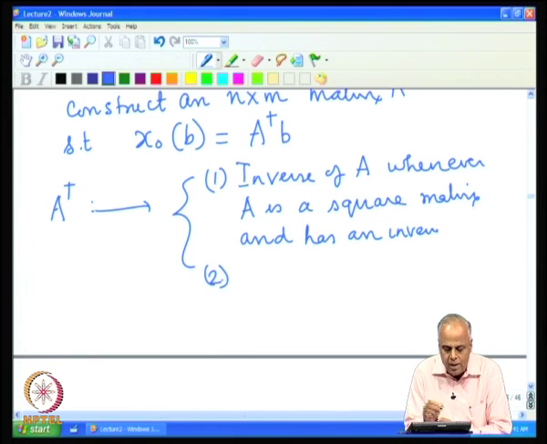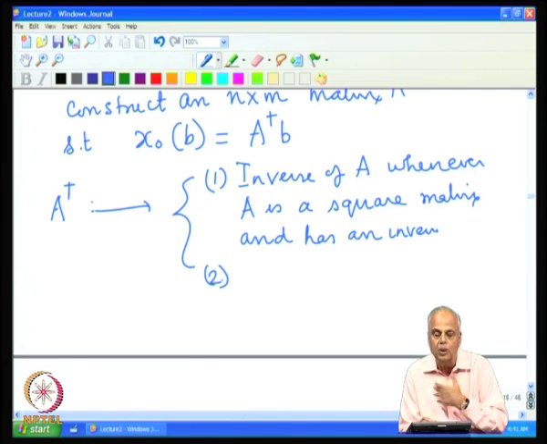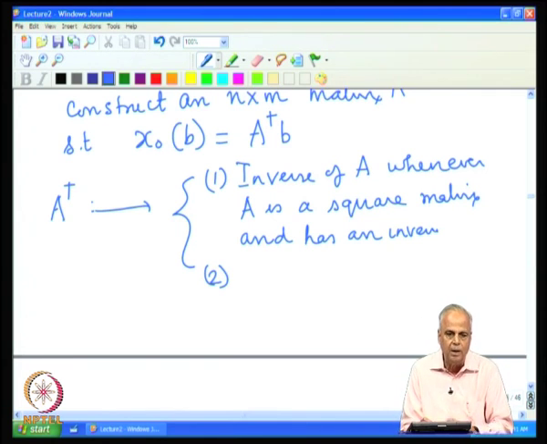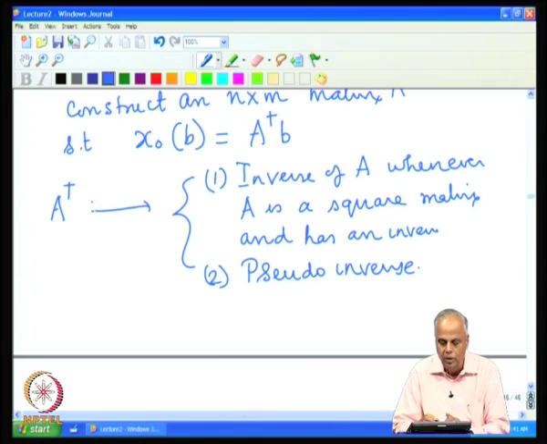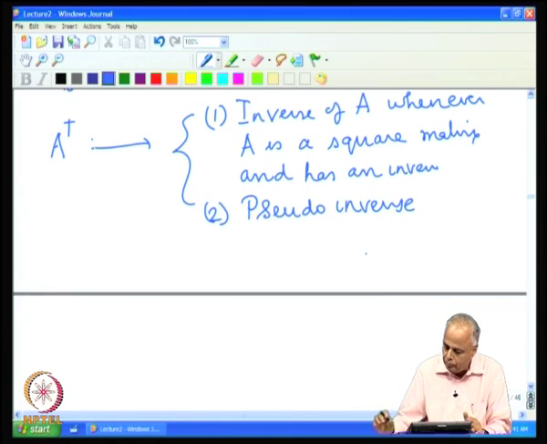And in the general case, whether it is an inverse, whether it is square, whether it is rectangle, etc., it is called the pseudo inverse. Of course, the pseudo inverse will be the same as the inverse whenever it makes sense. So, this leads us to the notion of the pseudo inverse of a matrix.